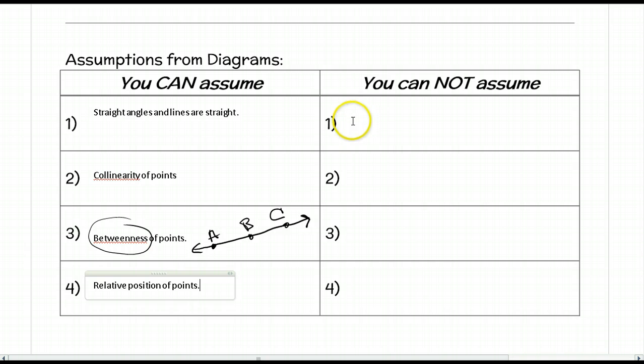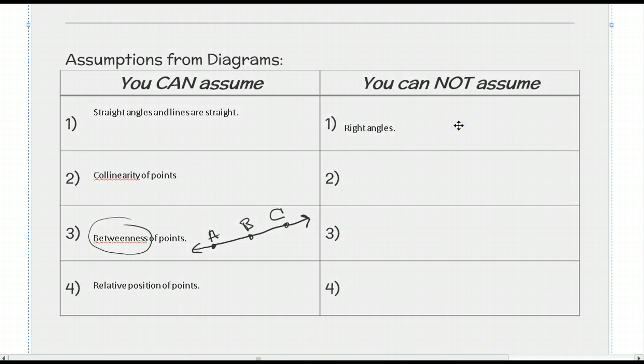Now, moving on to the other column, things that we cannot assume. The first thing is right angles. So even though you may have a picture where the angle looks like it's a perfect right angle, unless there's some information that tells you that it's a right angle, or unless they give you information where you can prove that it's a right angle, you cannot assume that it is a right angle.